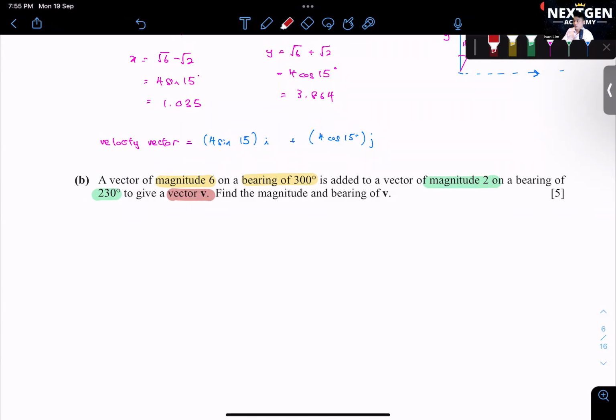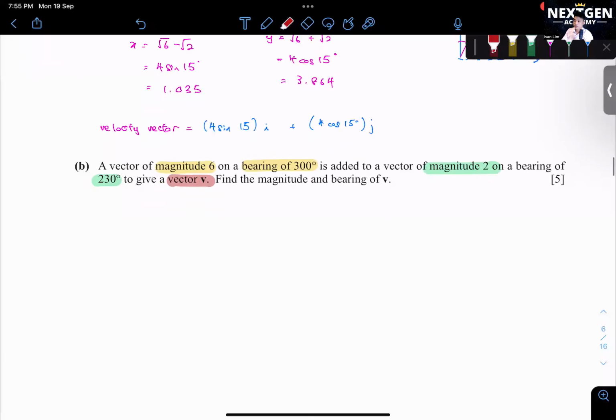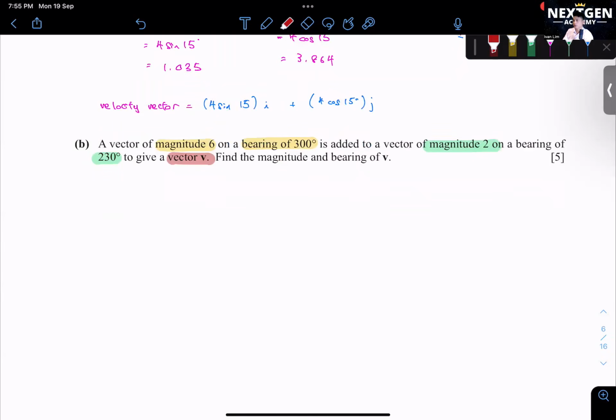Okay, this question, 6B. I think just now a lot of you mentioned this one, right? You all see already? Do you all understand how to do it? You all see my working already? Anyone got it correct? They ask you to find what? Magnitude and bearing of V.